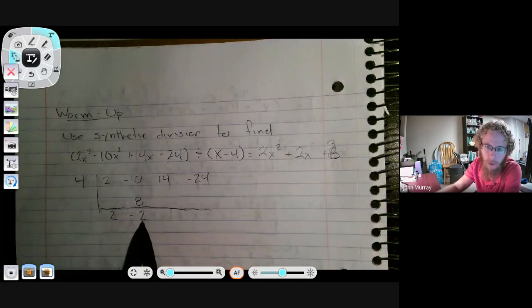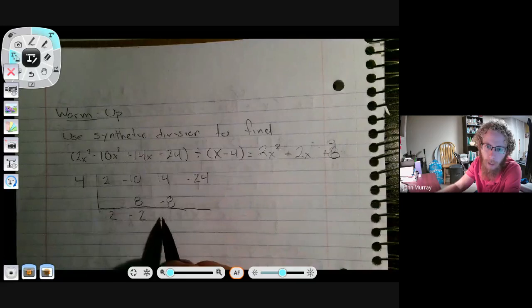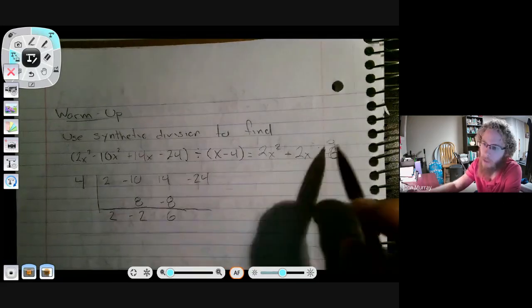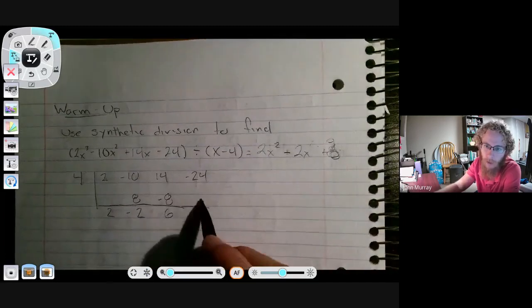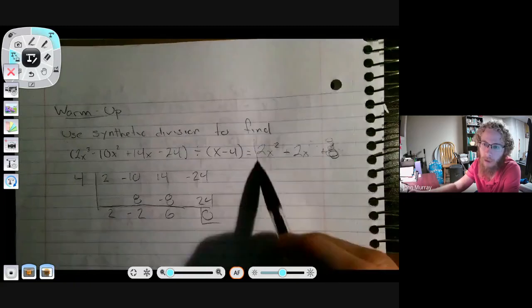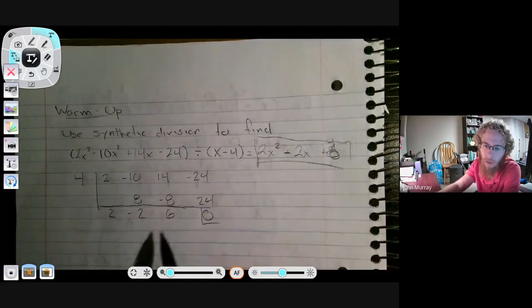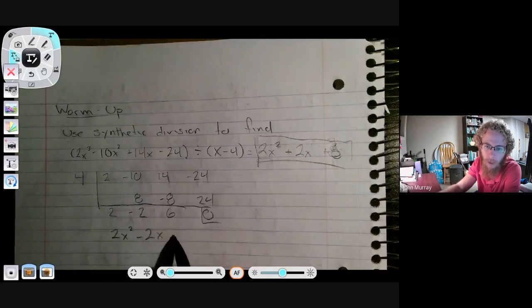4 times -2 is -8. And there we get the 6. Okay, so it is a 6. 4 times 6 is +24, so we don't have a remainder. So that works out nicely. Right, so I'll write it a little neater down here. 2x squared minus 2x plus 6.